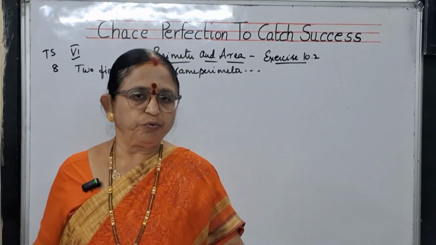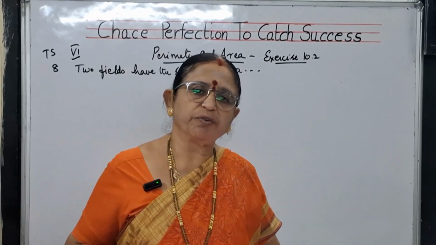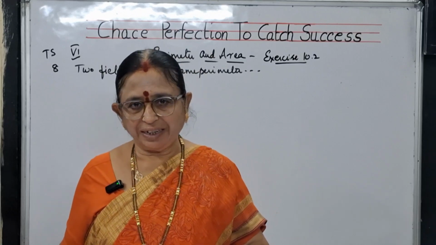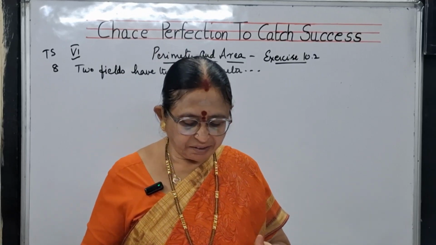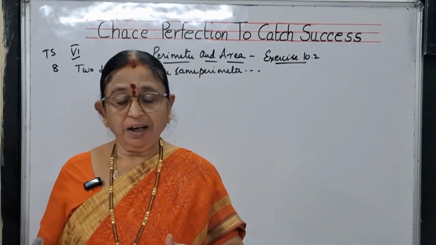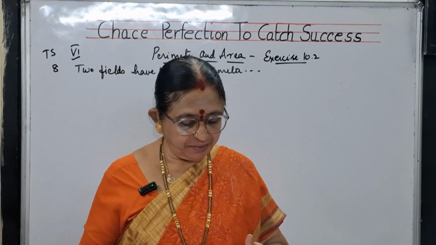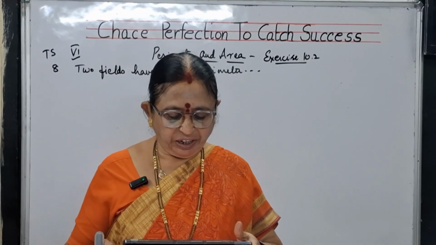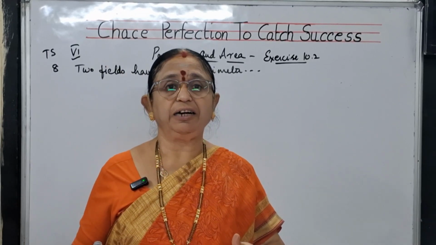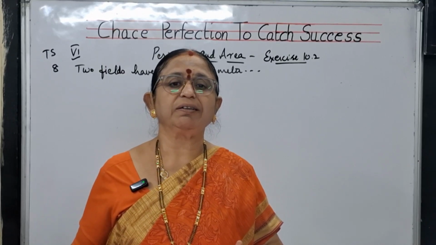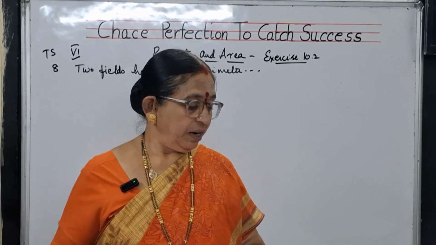Means two fields are there. One is in the form of a square, another one is in the form of a rectangle, and the square side is 72 meters and the length of the rectangle is given as 80 meters. Which field has greater area and by how much? The question is which field's area is more and by how much.